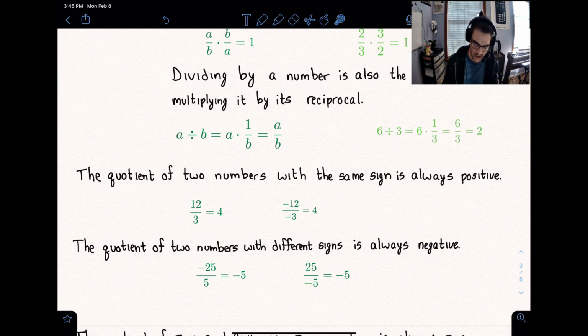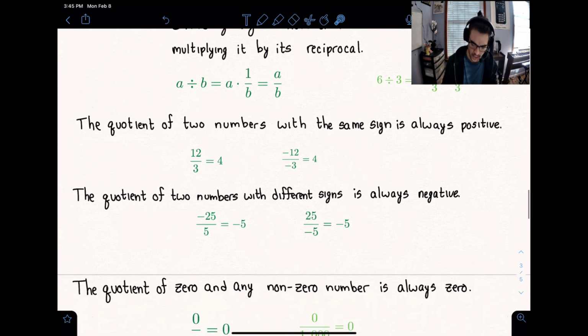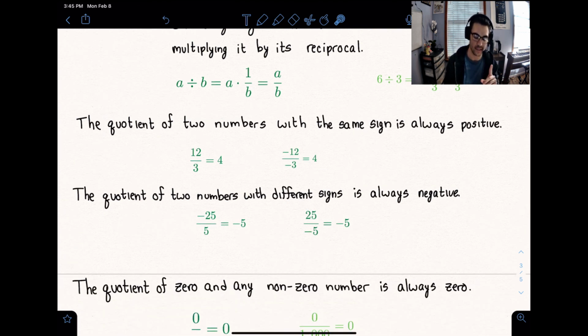More comments about signs. The quotient of two numbers with the same sign is always positive. Just like with multiplication, the product of two numbers with the same sign is always positive. Same thing here with division. The quotient of two numbers with the same sign, always positive. 12 over 3 equals 4. Negative 12 over negative 3, positive 4 also. And then likewise, if one of the signs is negative, our solution will be negative. The quotient of two numbers with different signs is always negative, like I just said. Negative 25 divided by 5 equals negative 5. Likewise, 25 over a negative 5 still equals negative 5.